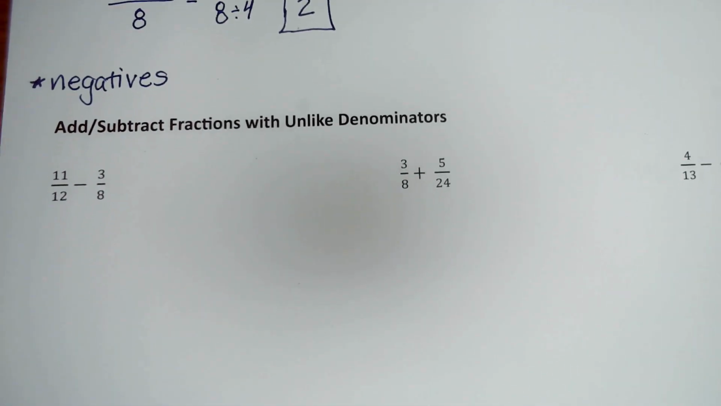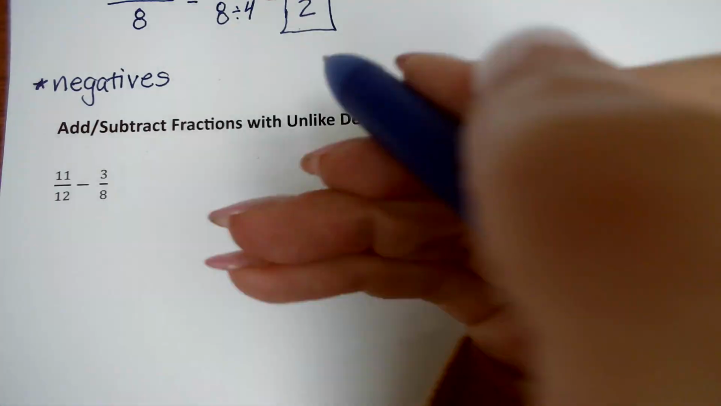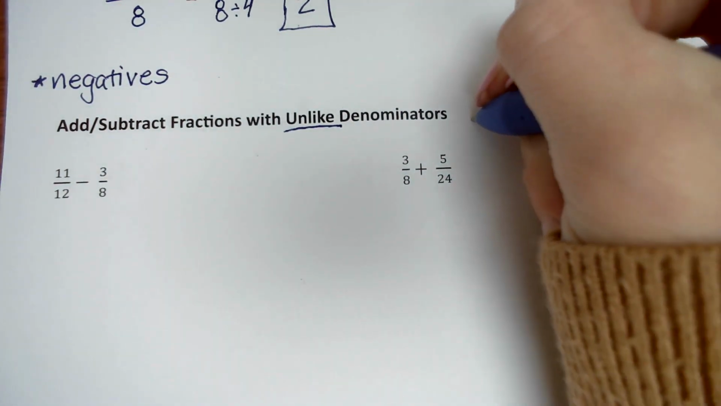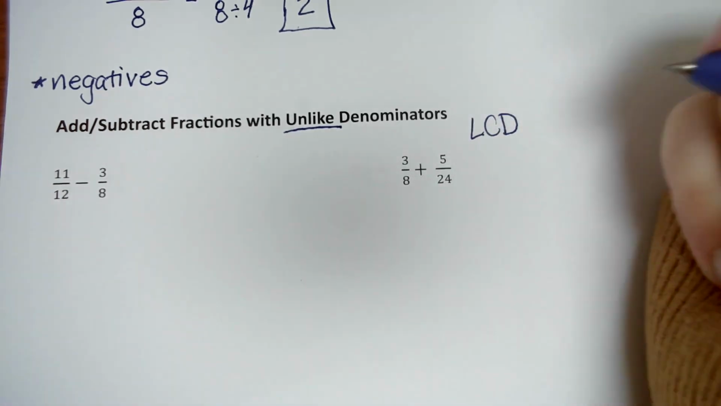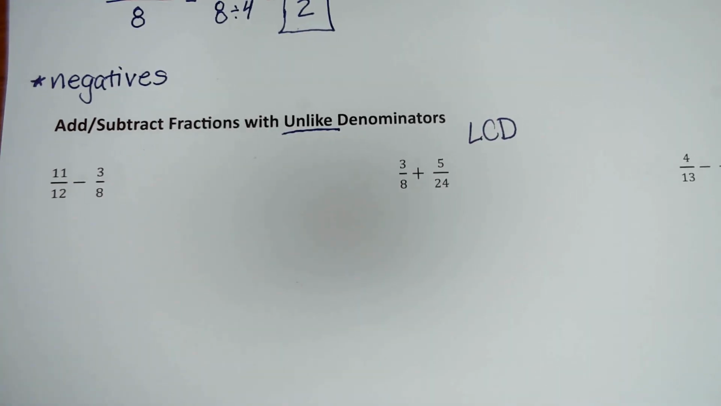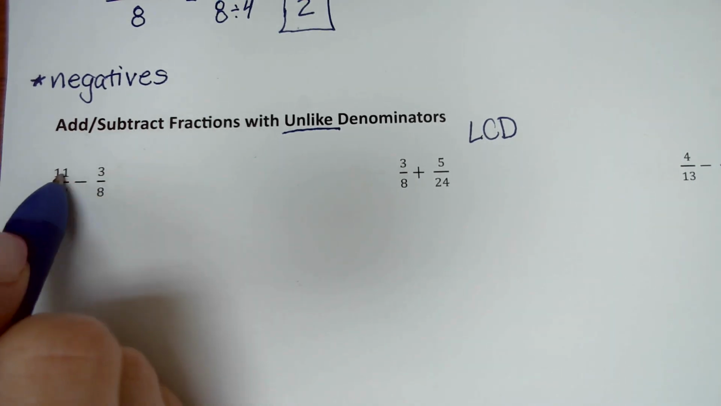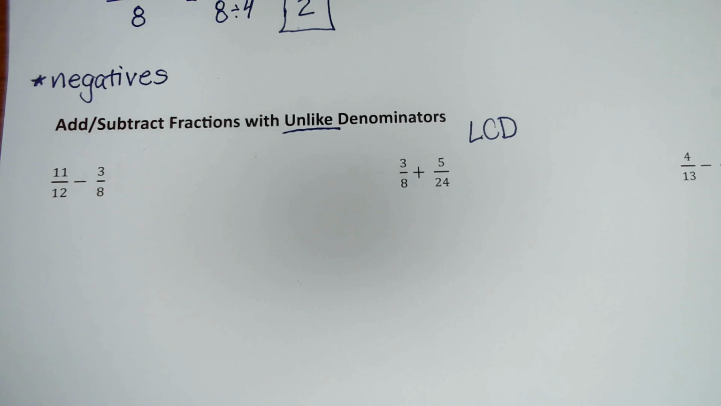Now, let's move on to adding and subtracting when we have unlike denominators. Now, remember, we need to find an LCD when we are looking at fractions that do not have a matching denominator. So let's look at our first problem, 11 over 12 minus 3 over 8. So first thing we want to do is find the LCD. We have learned two ways to do that.